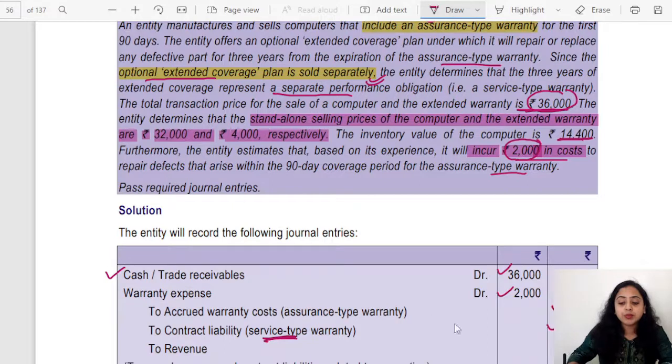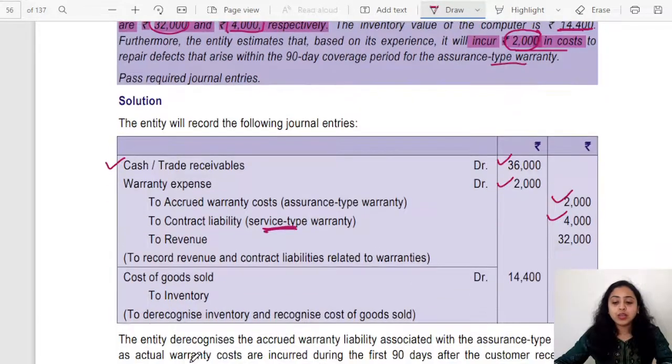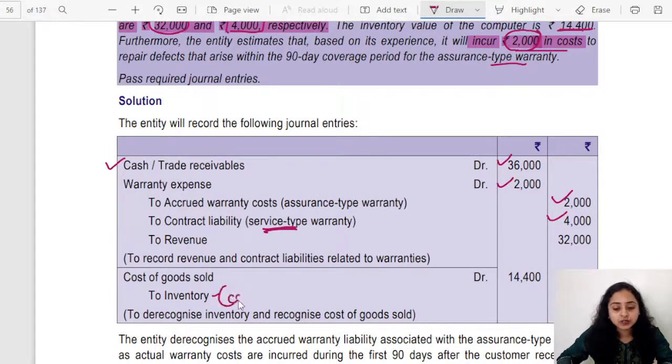How do you come to know? Because separate amounts are given, 32,000 and 4,000. So this 4,000 rupees will be treated as contract liability and the remaining will be treated as revenue. Only the 32,000 rupees will be treated as revenue. And when inventory goes out, this is the cost of the inventory, that is 14,400. That's all for this lecture.